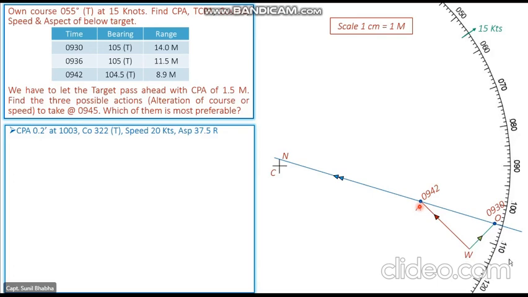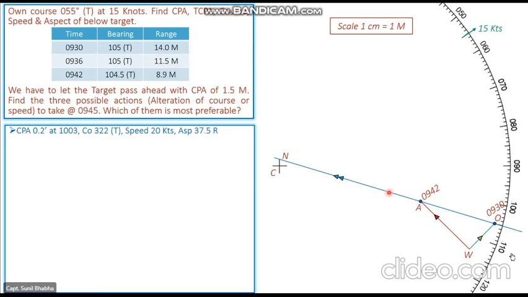So, up to here, we have done a basic simple plot, and we have obtained these answers. The CPA, which is Charlie to November, this distance measured as per our scale gives us a CPA range of 0.2 miles.